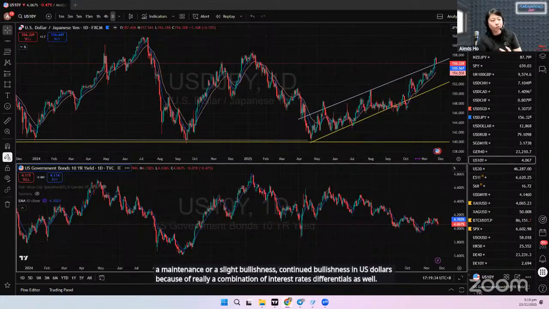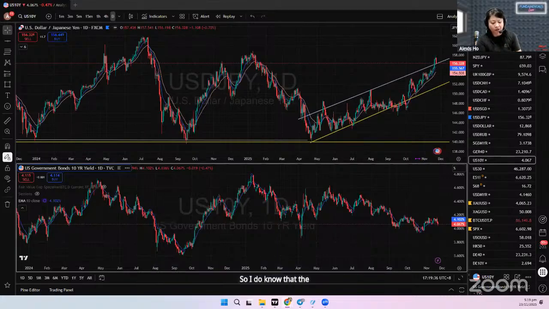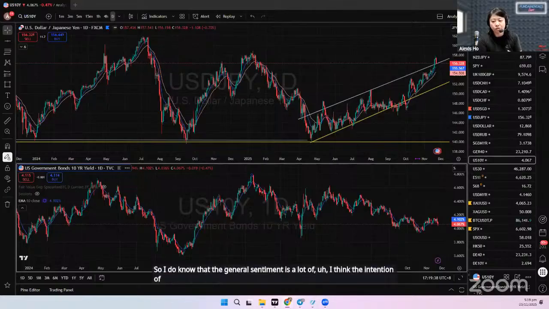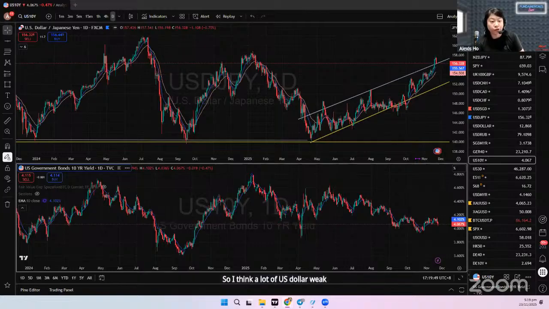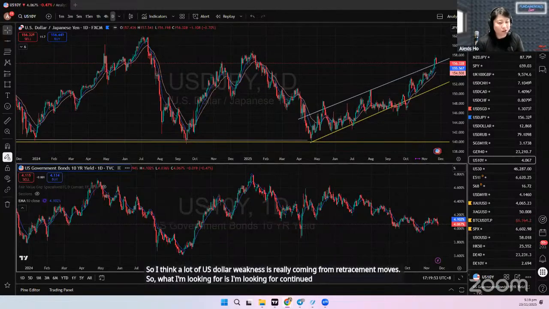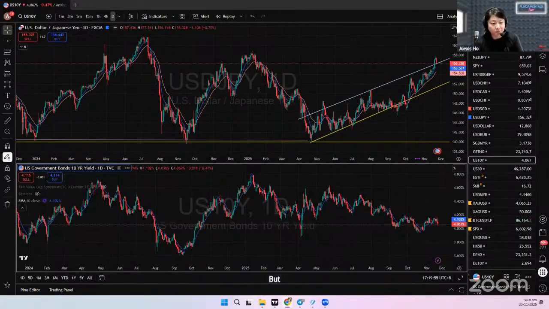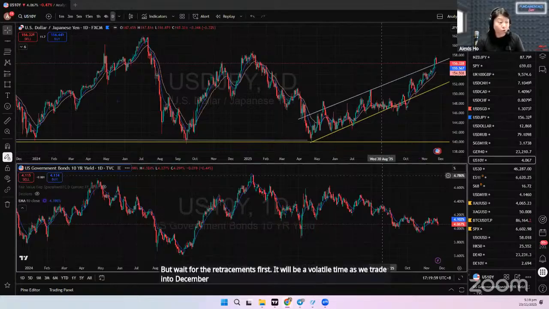So I do know that the general sentiment, I think the intention of Donald Trump, is to say, hey, we want the US dollar to weaken, but it's really hard to find a place where you can actually sell off the US dollar aggressively. So I think a lot of US dollar weakness is really coming from retracement moves. So what I'm looking for is continued strength in the US dollar, but wait for the retracements first. It will be a volatile time as we trade into December, because prices are going to be choppy.